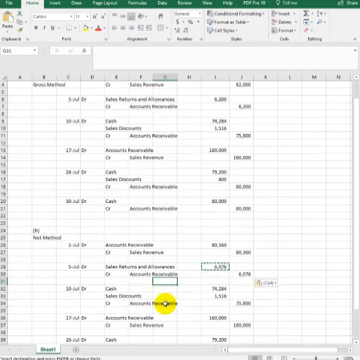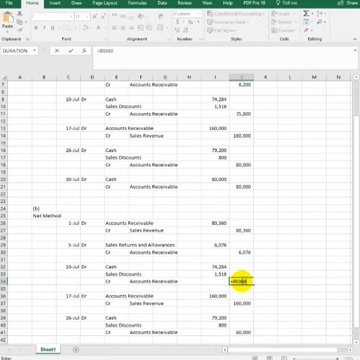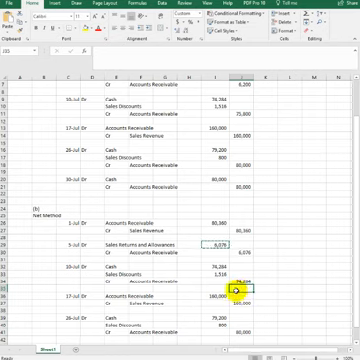Okay, let me see if I can scroll up just a little bit here. So then the amount of cash we get is the same, and the accounts receivable is going to be the 80,360 minus the 6076. So it is 74,284, as you might notice here. The cash received and the accounts receivable reduction are both the same.